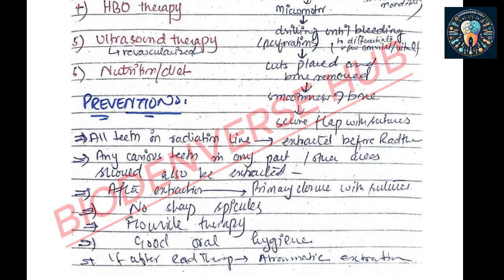After extraction, primary closure with sutures should be done. No sharp edges or spicules should be left out. You should also give fluoride therapy along with that. Good oral hygiene and diet should be maintained. If the extraction is carried out after radiotherapy, it should be atraumatic. You shouldn't carry out a traumatic extraction. You should focus on carrying it out atraumatically.